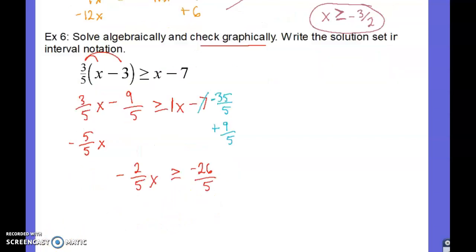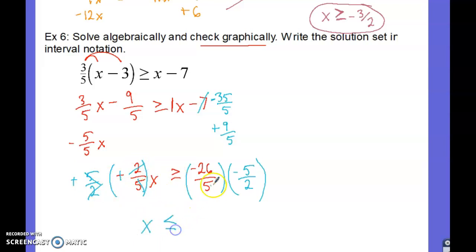Now don't forget, when you multiply or divide by a negative, you have to flip that inequality. So the reciprocal of this is negative 5 halves. So you have to multiply this by negative 5 halves. And you can see the negatives will cancel, the 5s will cancel, the 2s will cancel. That's why I'm a big fan of this. Don't forget to flip that inequality. Well, this is easy because the 5s cancel, the negatives cancel, and 26 divided by 2 is 13. I told you it wasn't that bad. If you have another way of doing this, feel free to do the problem that way.